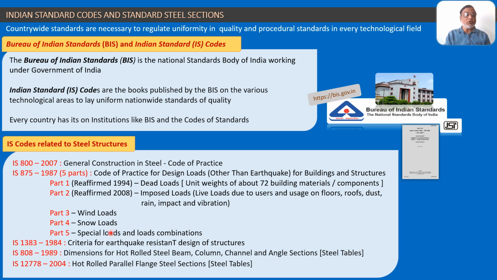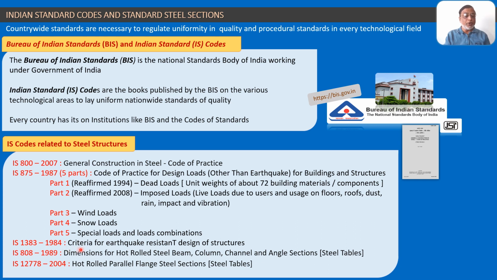These loads will occur simultaneously. Dead load, live load, wind load, snow load can occur simultaneously, so their combinations are also required to be considered in design. That is why this part 5 is devoted to load combinations and special loads. In addition to these two IS codes, we are using one more IS code, that is IS 1383 1984.